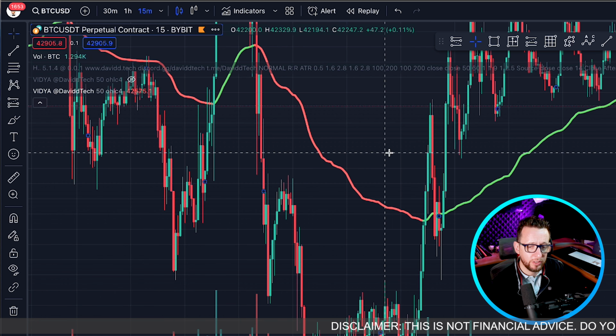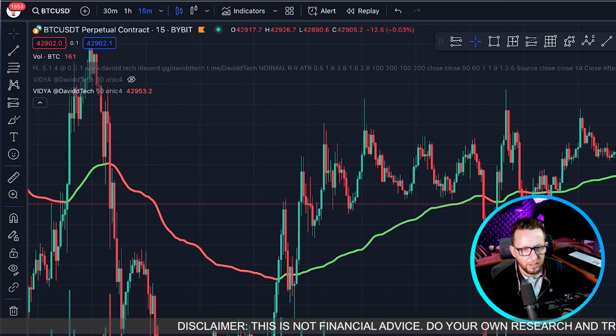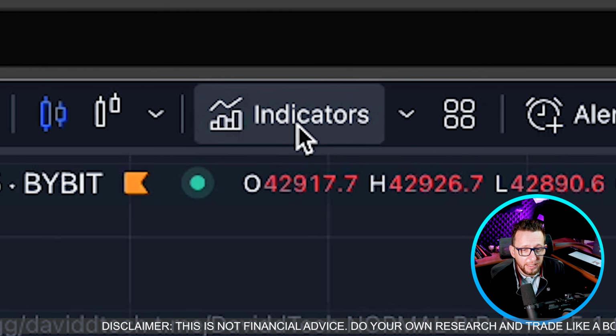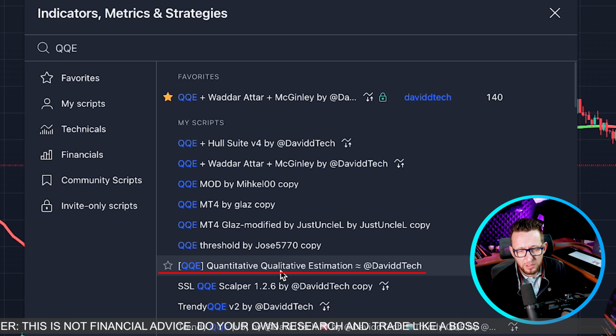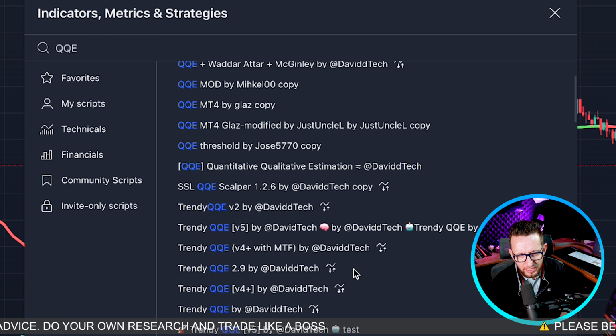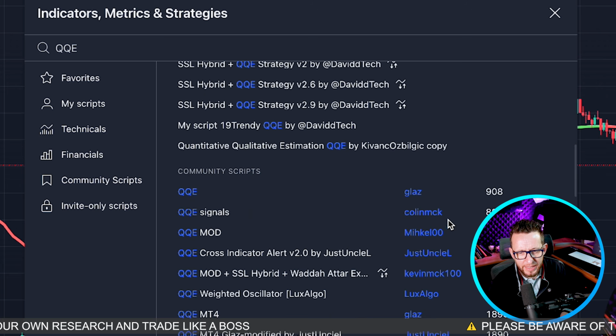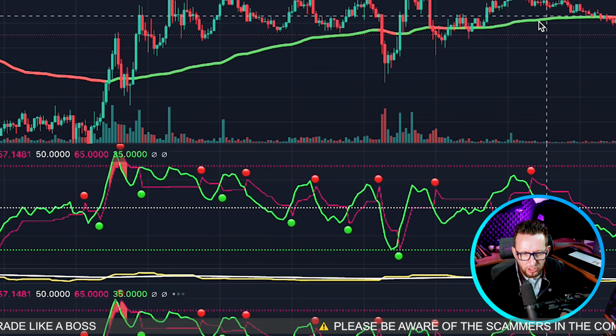So that is our trend direction and the first rule in our NNFX plan. Okay, the second indicator we're going to be adding is the QQE. That stands for the quantitative qualitative estimation. We're going to be using the one by David Tech just here. If you scroll down, you'll be able to find it in the list at David Tech. So I'm going to add that directly to our charts here.